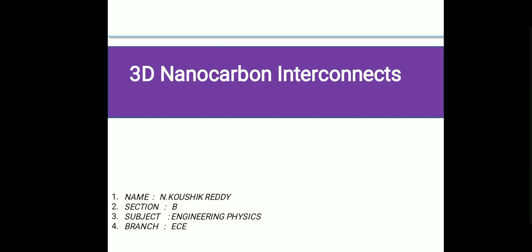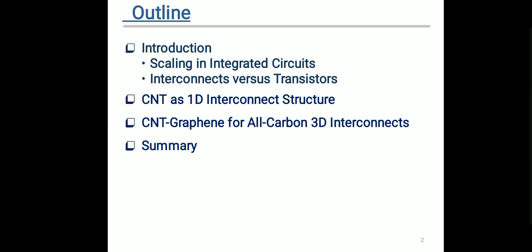Now, what we are going to see in this PPT is the introduction to scaling in integrated circuits and interconnect sources, transistors and CNT, carbon nanotubes, as a 1D interconnect structure, and carbon nanotubes and graphene for all carbon 3D interconnects. And the summary, meaning what we have seen in this video.